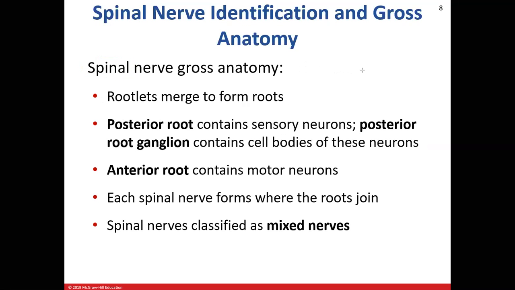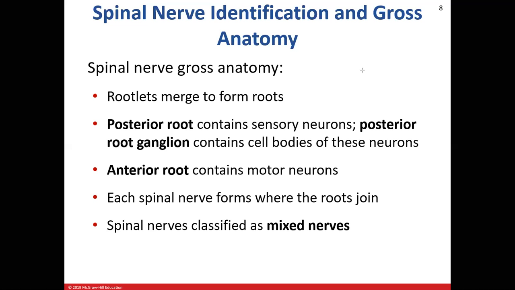So as we look at the anatomy of the spinal nerve, we're going to notice that we have these rootlets that are coming off of the spinal cord. And all of these little rootlets end up merging at different levels to form our spinal nerve root. Now, the posterior root contains our sensory neurons. And within this posterior root, then, we develop into the posterior root ganglion. You'll also see this identified as a dorsal root ganglion. And it's going to contain the cell bodies of these neurons.